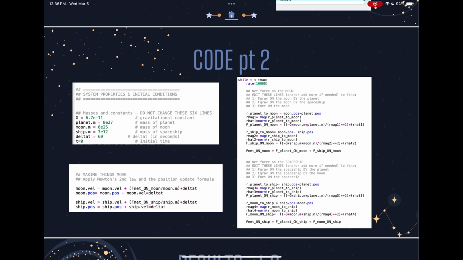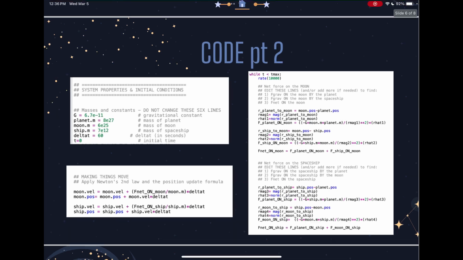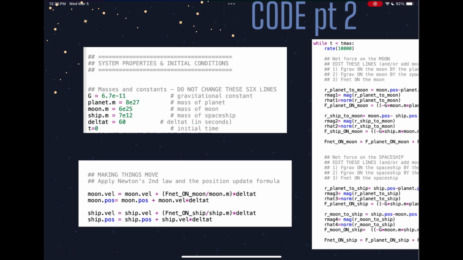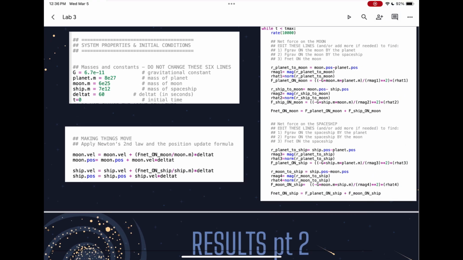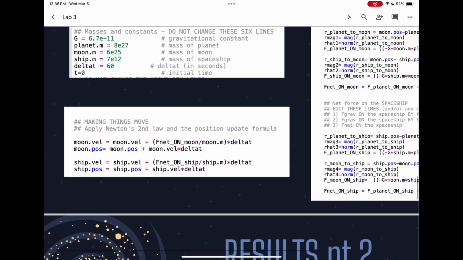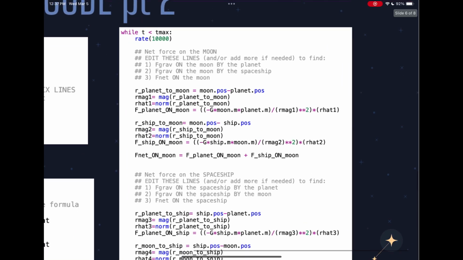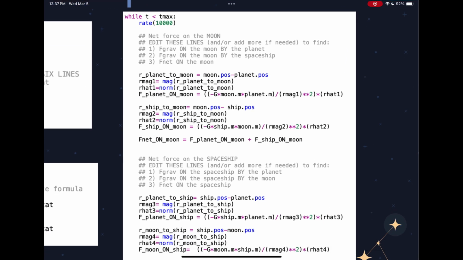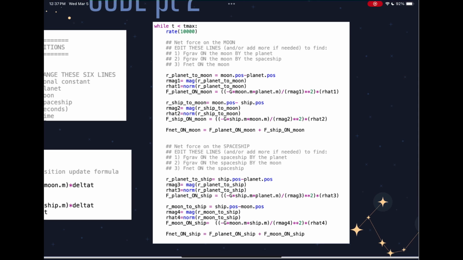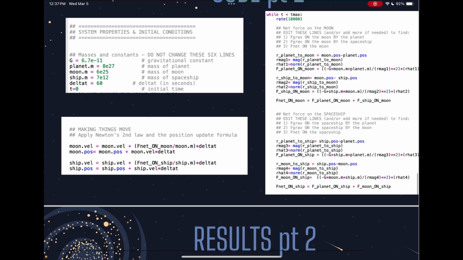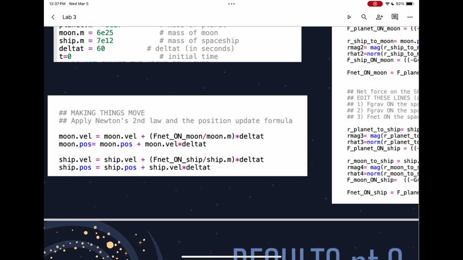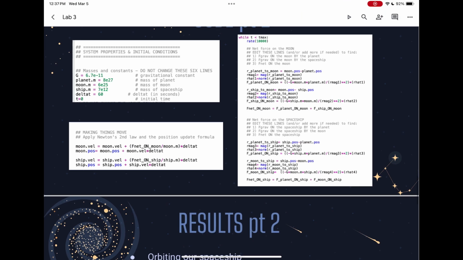Going back to the second part of the experiment, we were trying to find how to put our spaceship into a figure 8, both around the planet and the moon, and this was by trial and error. You can see that our conditions of gravity, mass, and time were the same, but what we changed was the velocity in the x and y direction. We found this by finding the force of the moon and the force of the spaceship, applying Newton's second law, and updating the position based on the velocities of the moon and the ship to find that distance.